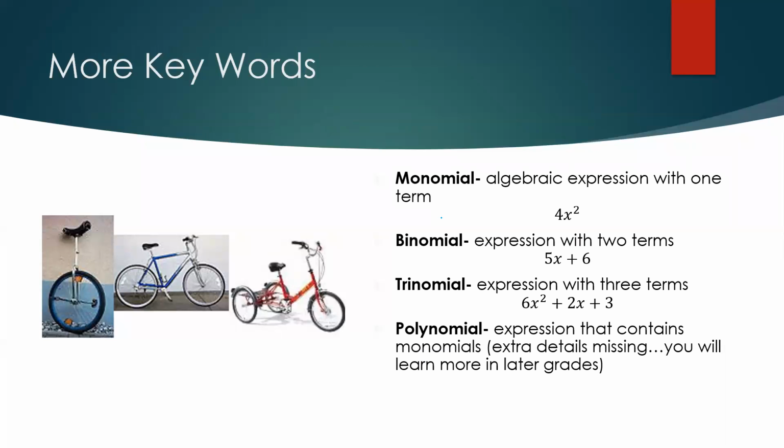Okay, a couple more keywords, because we're going to be using these quite a bit. A monomial is an algebraic expression that has one term. I'll put the bikes here so you can see what I mean by this. So different types of cycles that we have: a unicycle, a bicycle, and then a tricycle, right? That explains where all these words are coming from. So monomial basically just means one. So we have only one term there.